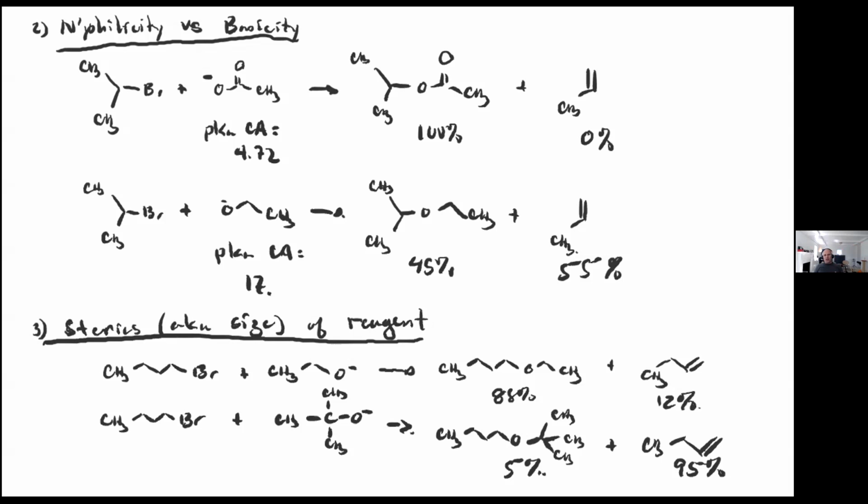And that's what we're seeing here with the t-butoxide. It's very bulky, and so it's going to have a high propensity to just go for a hydrogen. It's much easier to access. The ethoxide is much smaller, and so it can get in and do the substitution reaction. Okay.